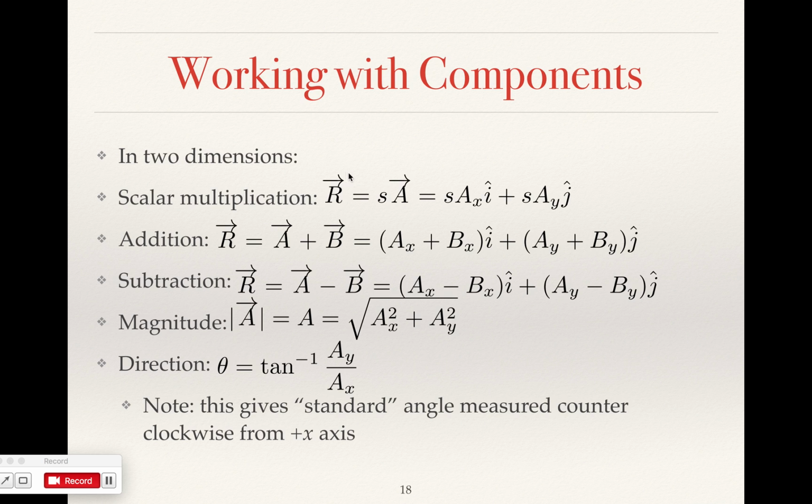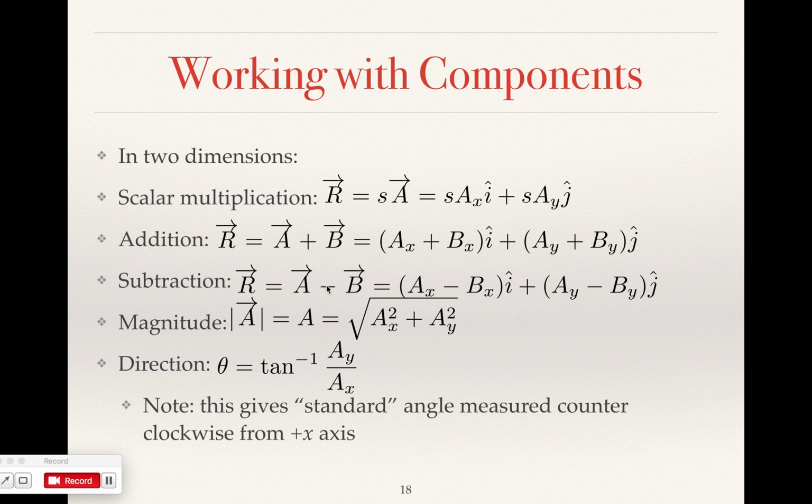If we have scalar multiplication, the resultant of some scalar s times a vector a, you just take your scalar and multiply it by the individual components: s times the x component of a, s times the y component of a. If we're adding, so our resultant is the sum of vector a plus vector b, we just add our x components, the x component of a plus the x component of b in the i hat or x direction, and the y component of a plus the y component of b in the j hat or y direction.